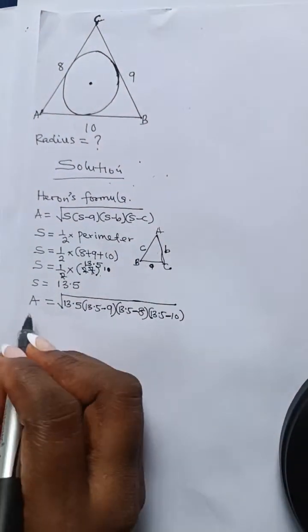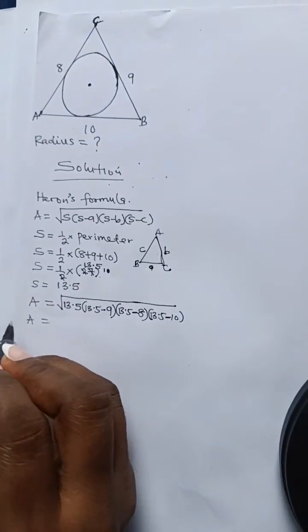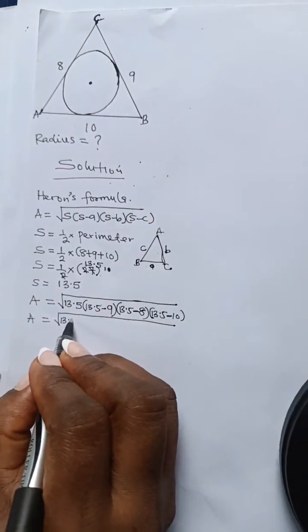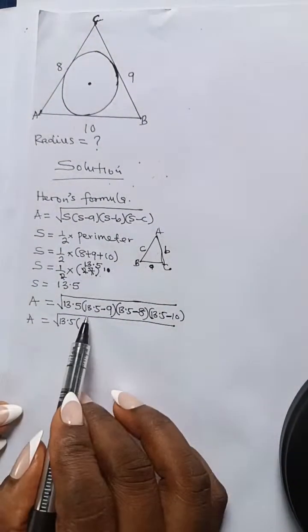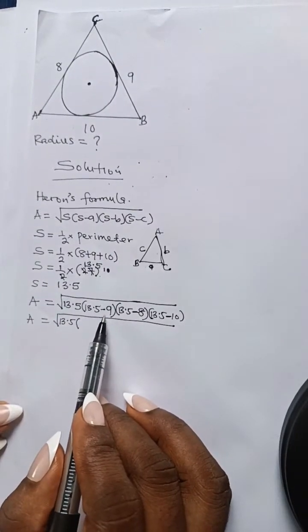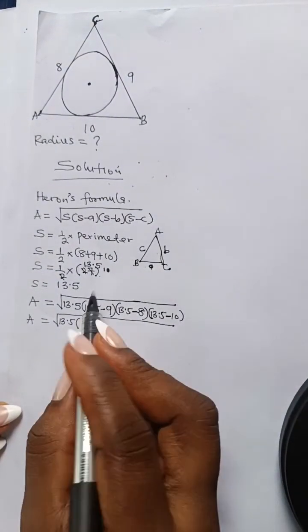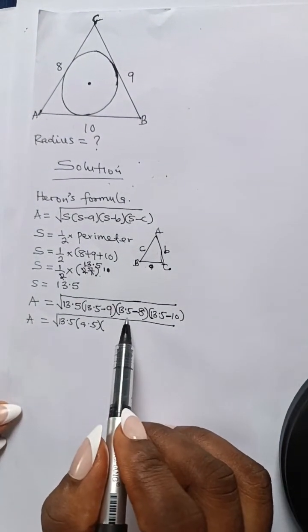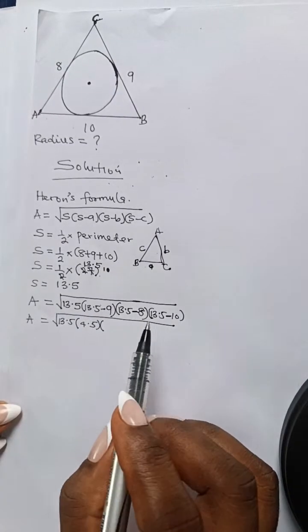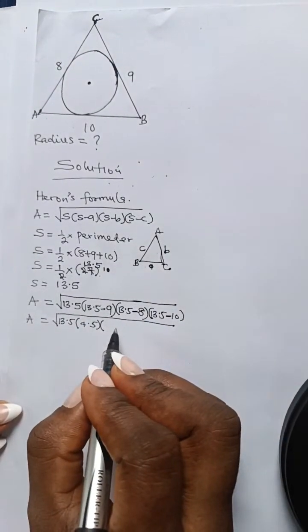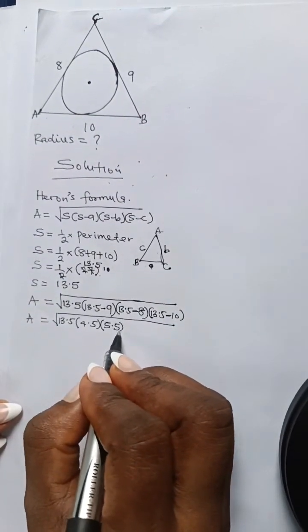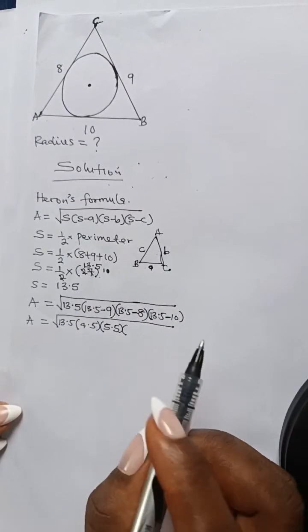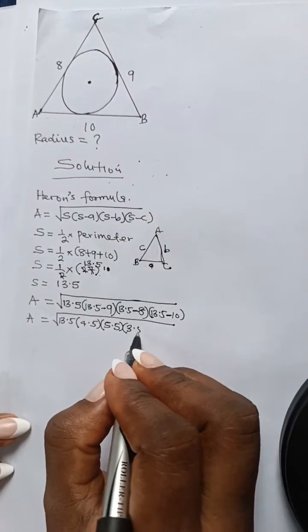Now we have area is equal to the square root of 13.5 brackets. Now 13.5 minus 9 will give us 4.5, right? So we have 4.5 multiplied by 13.5 minus 8 will give us 5.5. So you have 5.5 multiplied by 13.5 minus 10 will give us 3.5.